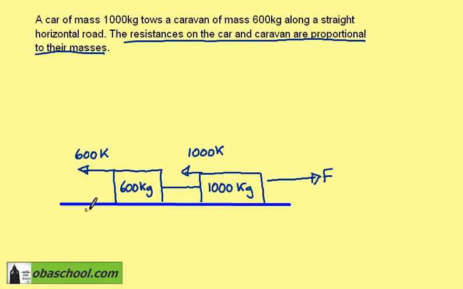In this situation, it doesn't matter whether the road is assumed to be smooth or rough, because the resistances on the car and caravan are dealt with by our modelling assumption that the resistances are proportional to the masses. This resistance will include both frictional resistances and air resistance.